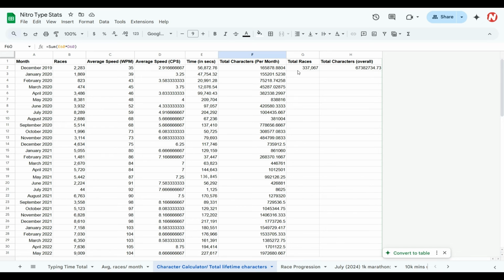67,382,734. Also, it also shows my total races after the month of November. It's off by 67 because that's how many DQs I had. Yay. But yeah, 337 should be about what it was.